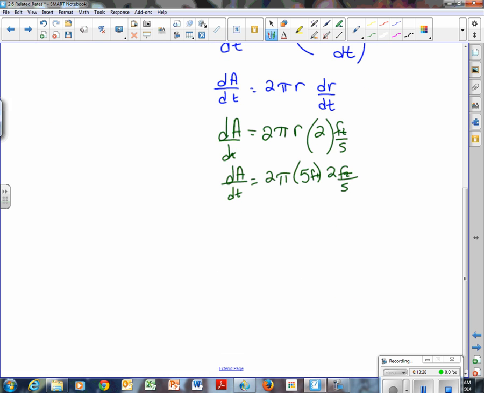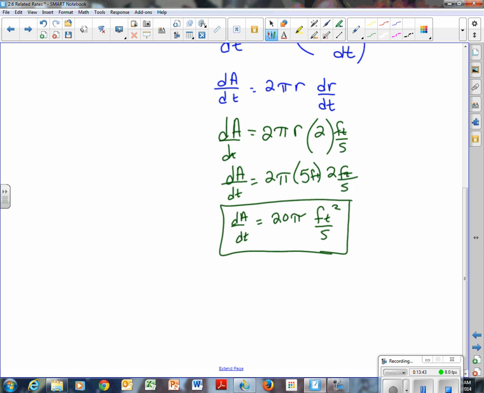Notice how we're getting a rate out of this. dA dt, all we have to do is multiply on this one to solve it. 4 times 5 is 20 pi. Feet times feet give me feet squared per second. And that label looks perfect for area. Feet squared changing per second.